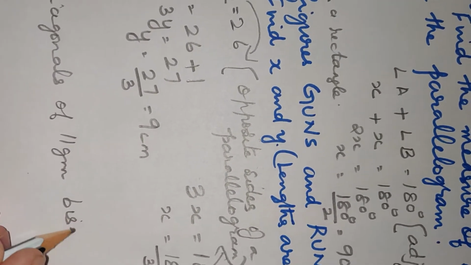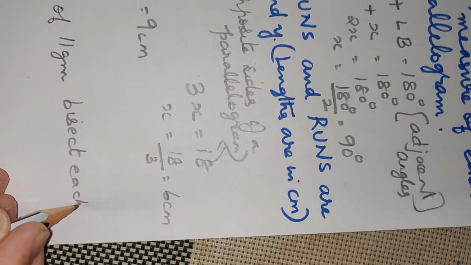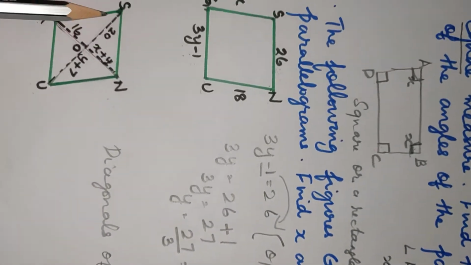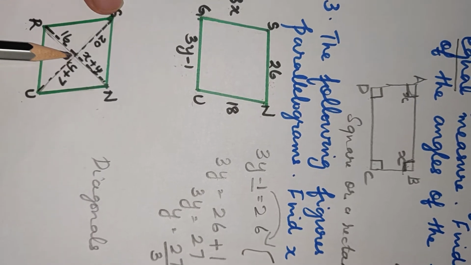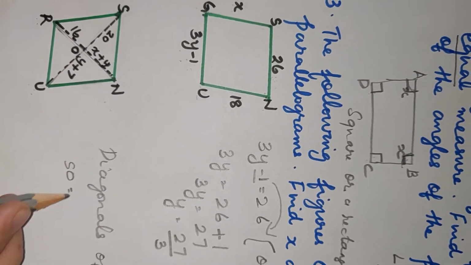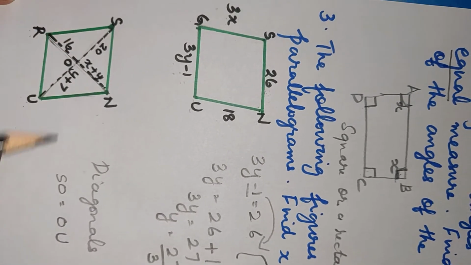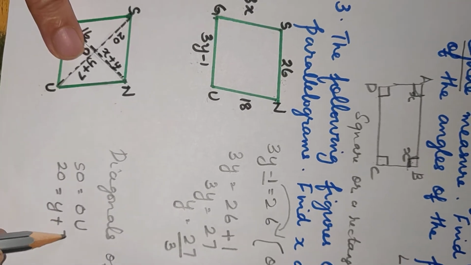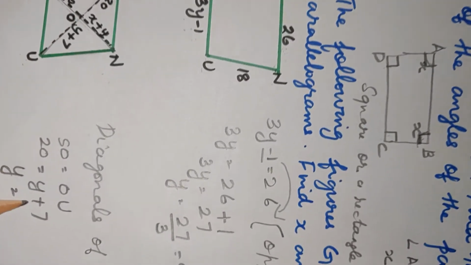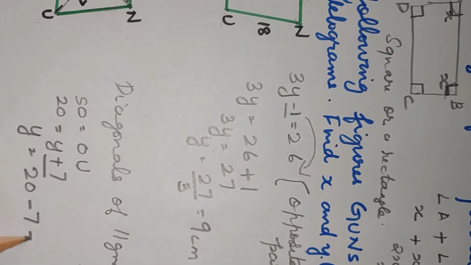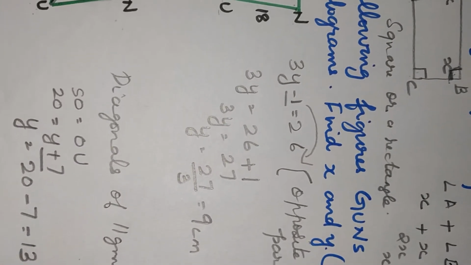They bisect each other. Bisect each other means it divides it into two equal parts. So then I can say that this part, that means SO, should be equal to OU. SO should be equal to OU. So what is SO? It is 20, which is equal to y plus 7. So y is equal to what? Plus 7, if you take it to this side, what will it become? 20 minus 7, that is equal to 13 centimeters.